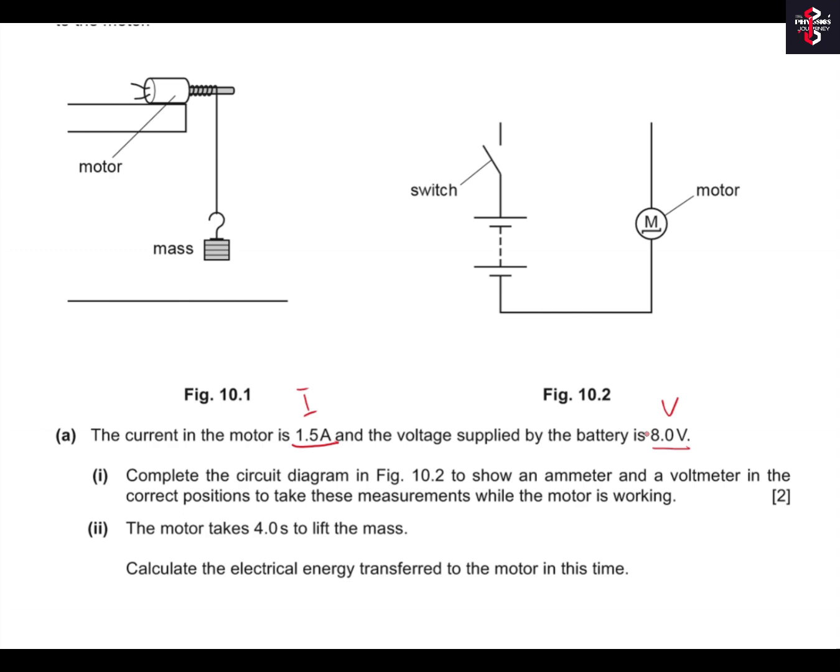To show an ammeter and a voltmeter in the correct position to take these measurements while the motor is working. So we know that to get an accurate measurement of voltage, a voltmeter should be connected in parallel with the voltage source and an ammeter should be connected in series. So this is how we will connect the ammeter in series and the voltmeter in parallel.